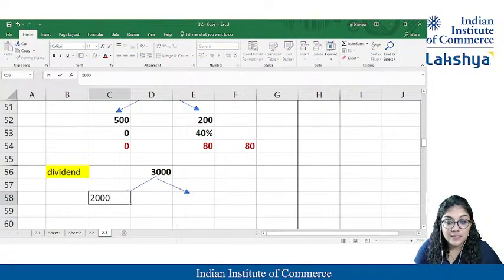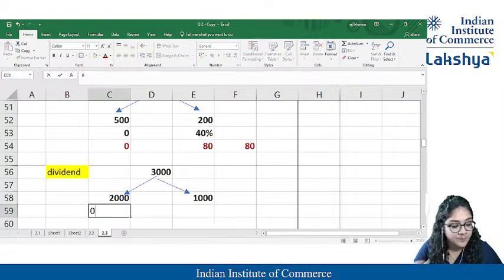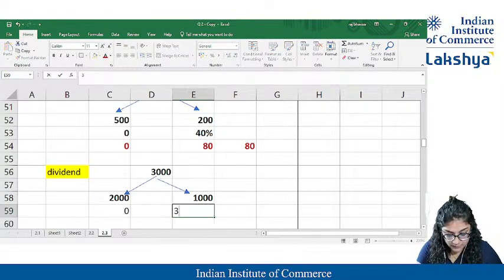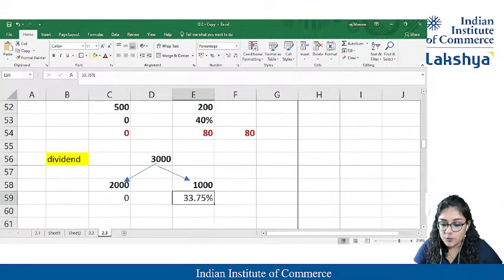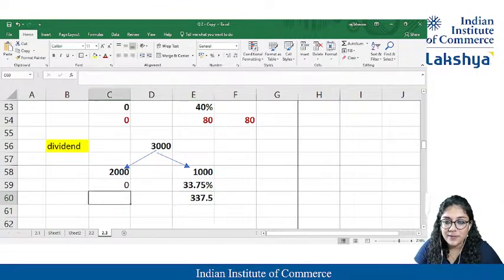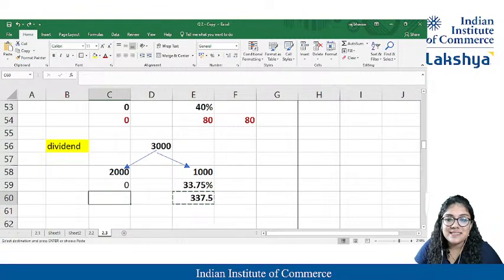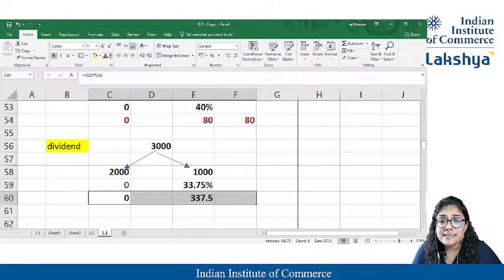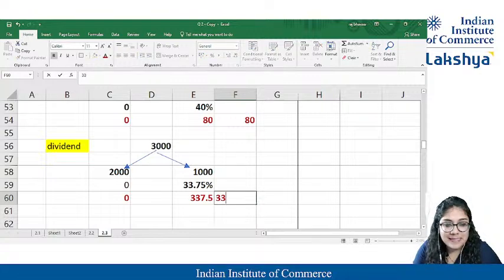So initially 2000, and my remaining 1000. Over here it was zero, and over here it is to be taxed at the rate of 33.75%. So if I make a total, I multiply this with this, it will be this. And over here, if I copy this and paste it, it will obviously be 0%. If I take the total, it will be 337 only. If I'm taking a round off, let's take 337.